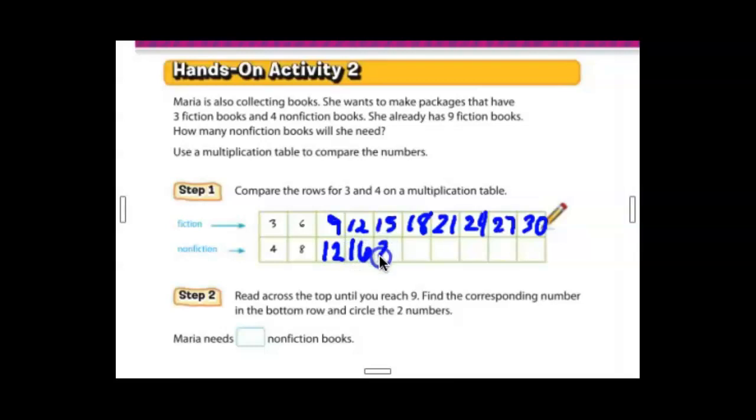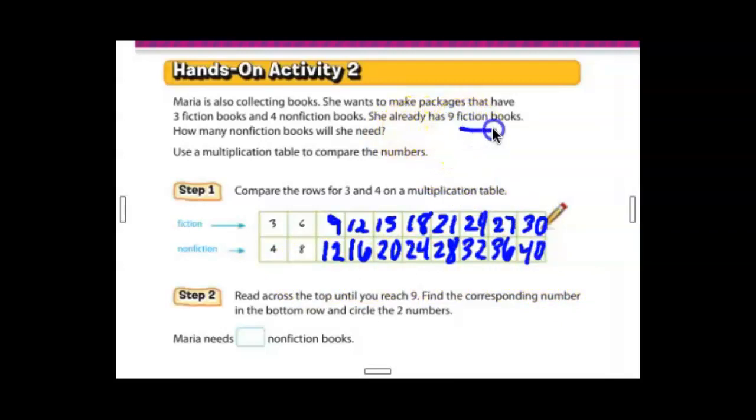So we're going to continue this. We have 20, 24. After 24, we have 28, 32, 36, and then we have 40. And 10 times 4 is 40. So we are on the right track. So let's go back to the question.